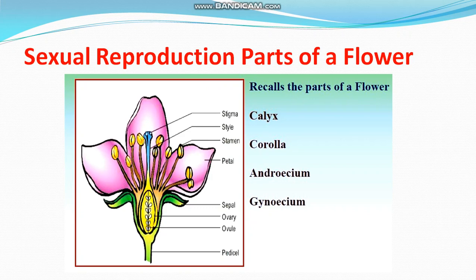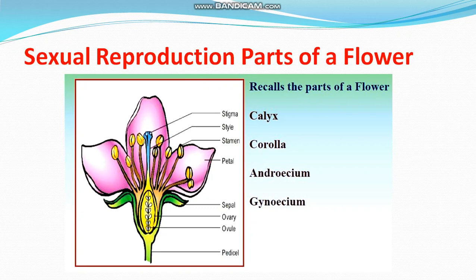Sexual reproduction: parts of a flower. The reproductive organ of the plant is known as the flower. The flower contains different types of parts like calyx, corolla, androecium and gynoecium. You have already studied this in standard 11, chapter 4, reproductive morphology. Calyx and corolla are known as accessory organs, and androecium and gynoecium are known as reproductive organs. So recall the parts of the flower.